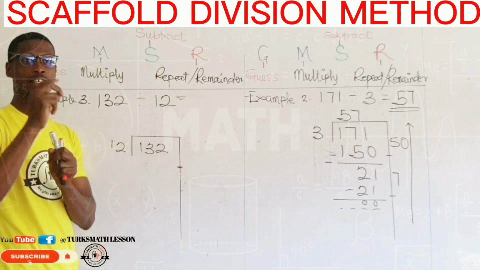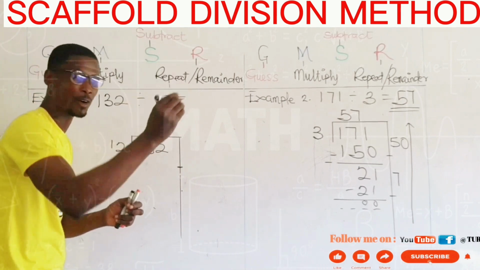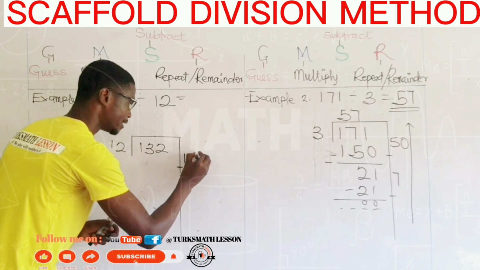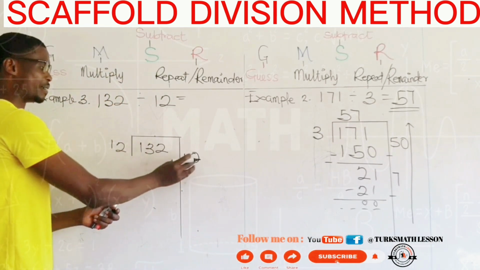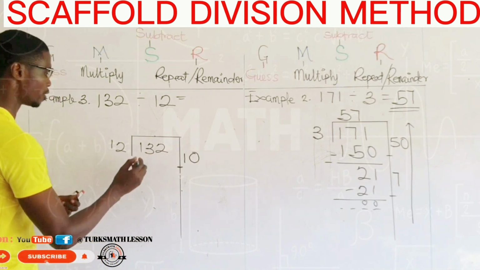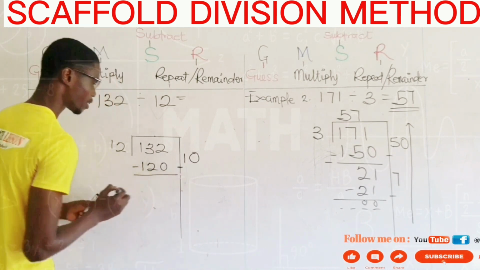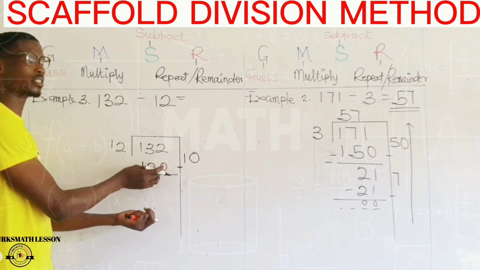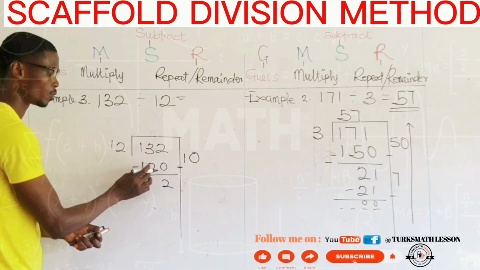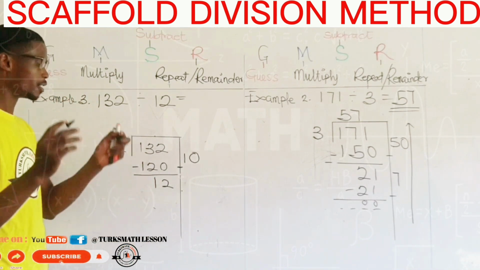So let's start. 10. Very good. So 1, 0. Are you seeing it? Which gives us 10. 12 times 10 is 120. Very good. 120. 2 minus 0. 2. 3 minus 2. 1. 1 minus 1. 0.